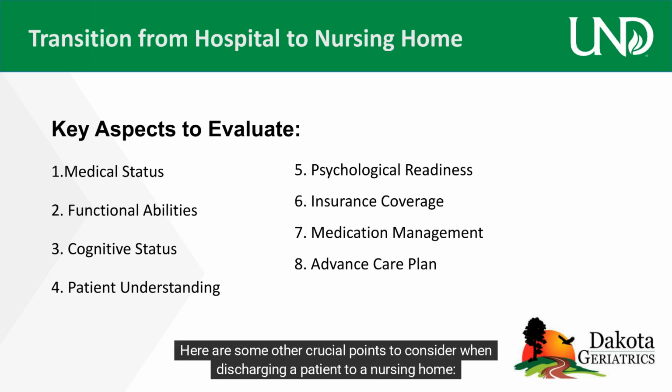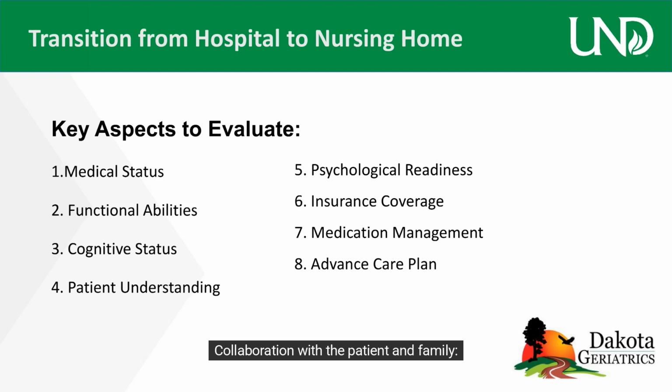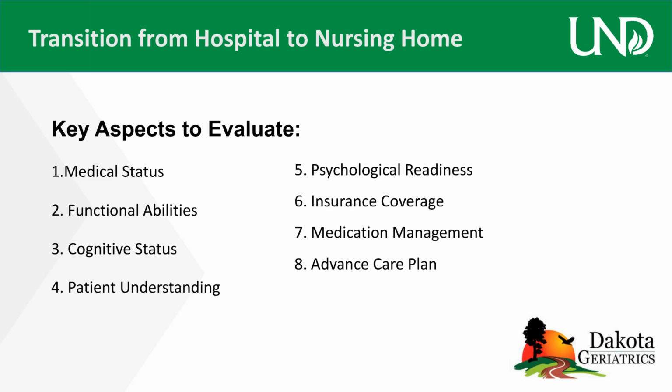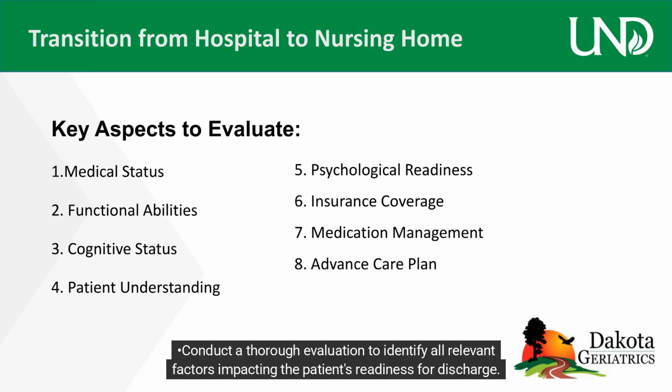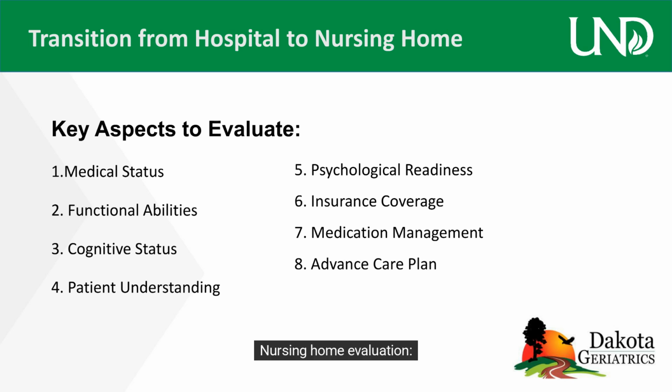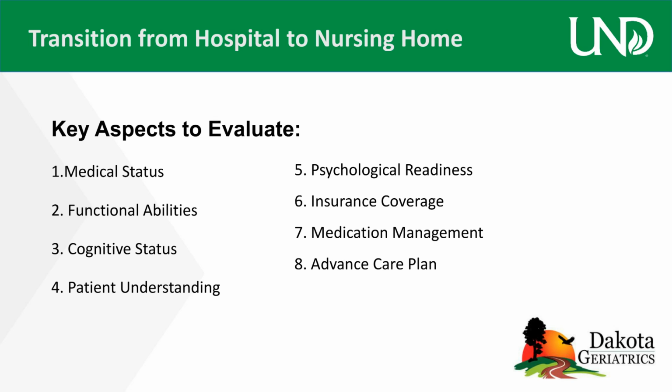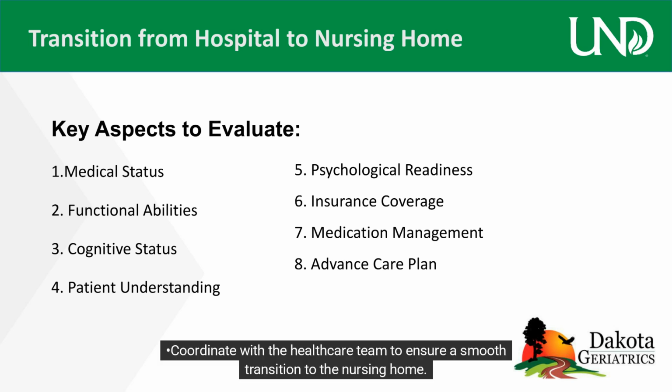Here are some other crucial points to consider when discharging a patient to a nursing home. Collaboration with the patient and family: involve the patient and family in the discharge planning process to address concerns and ensure understanding. Comprehensive assessment: conduct a thorough evaluation to identify all relevant factors impacting the patient's readiness for discharge. Nursing home evaluation: verify that the selected nursing home can meet the patient's specific needs and care requirements. Discharge planning team: coordinate with the healthcare team to ensure a smooth transition to the nursing home.